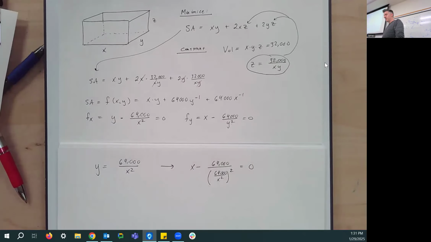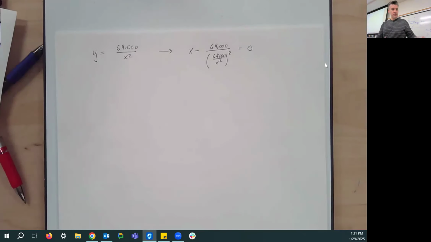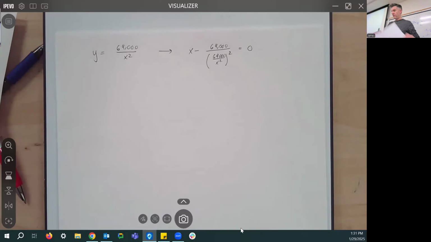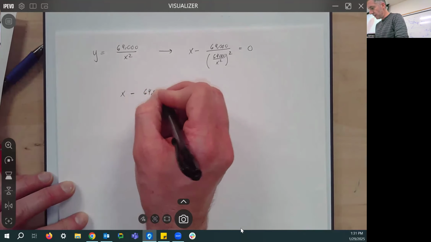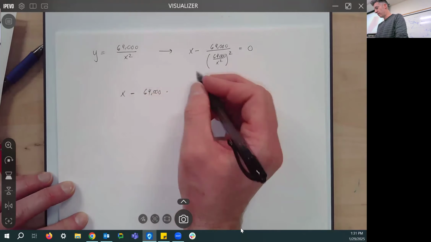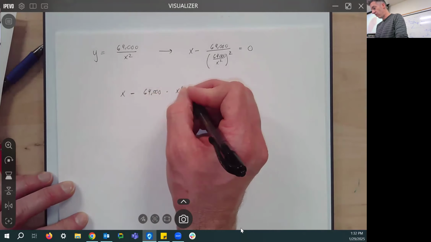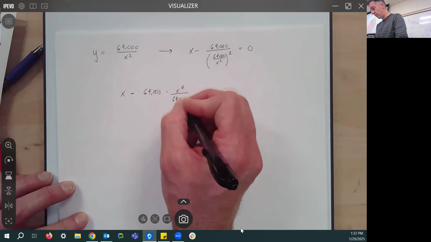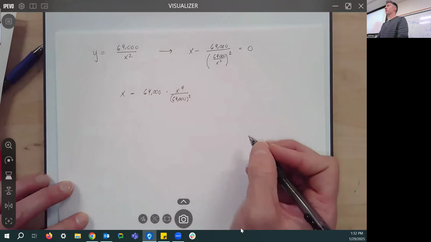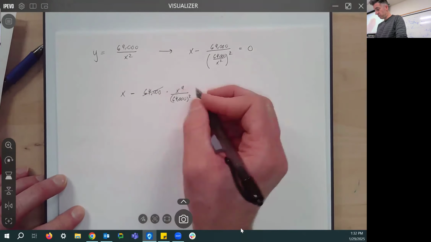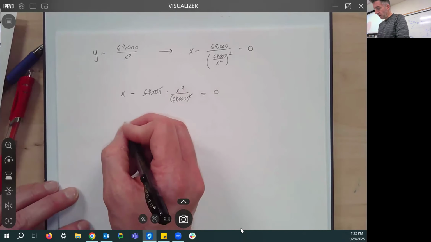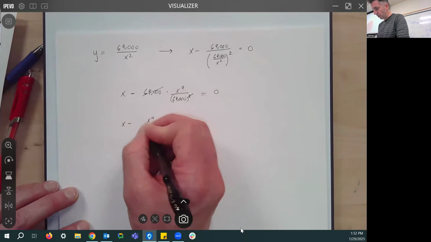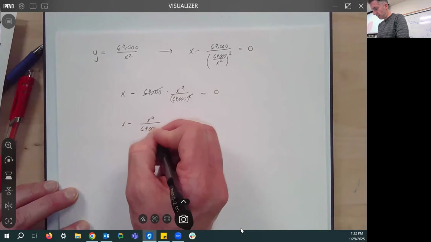All right, let's make this look less terrible. So dividing by a fraction means we multiply by its reciprocal. So we could rewrite this as X minus 64,000 times the reciprocal of this, which is going to be X squared squared, which is X to the fourth over 64,000 squared. I can cancel one of those 64,000s. Oh, sorry, still equal to 0. And now I'm left with X minus X to the fourth over 64,000 equal to 0.